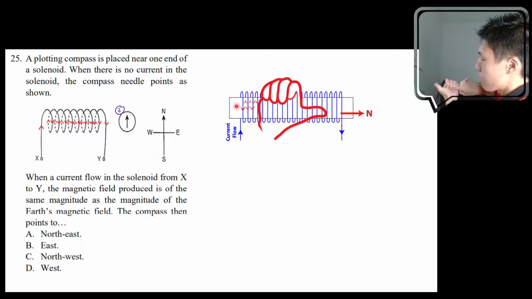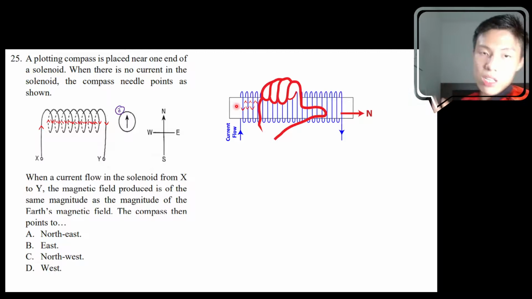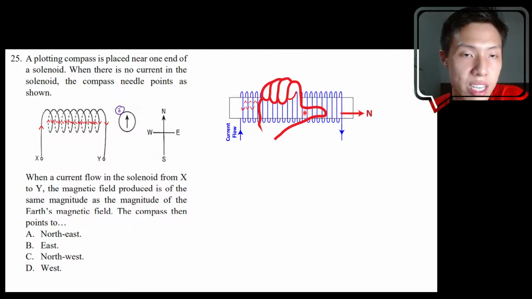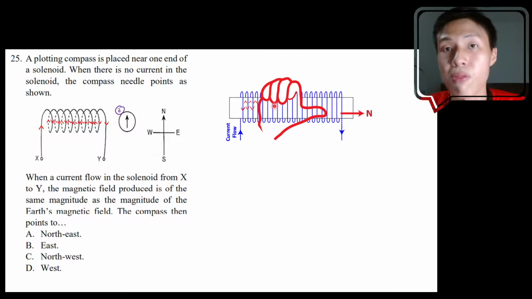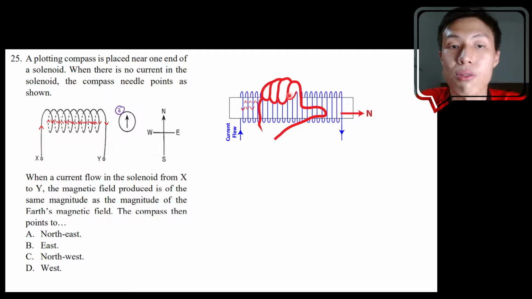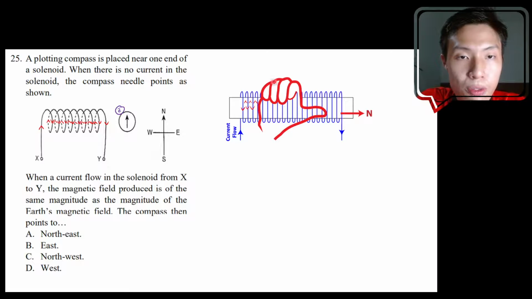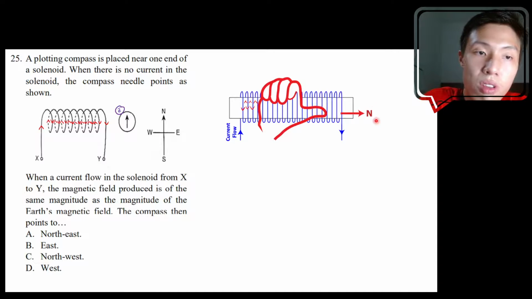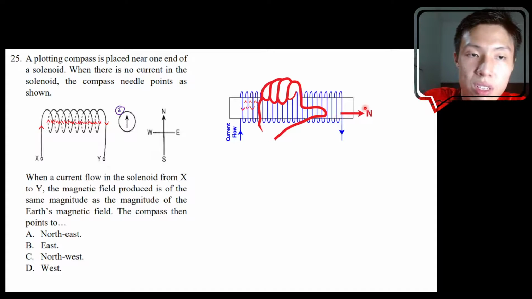Once you grip it properly and you point your thumb, you see that your thumb is pointing to the right. You have to look based on this diagram. The camera might be flipped, I'm not sure. But this is how your hand should look if you do it properly. So from this right hand grip rule, we are able to determine that the North Pole is pointing towards the right hand side.